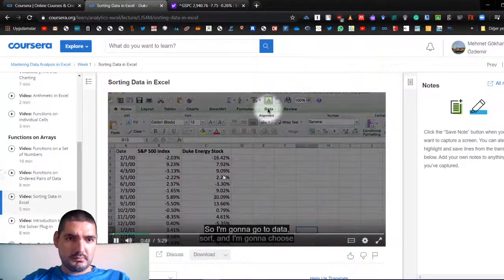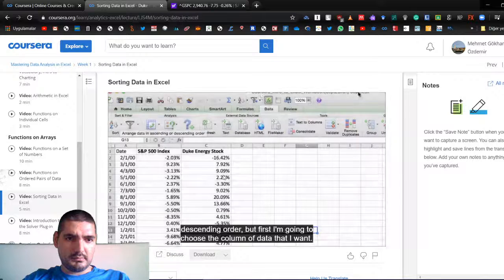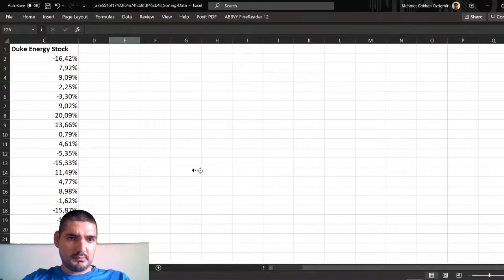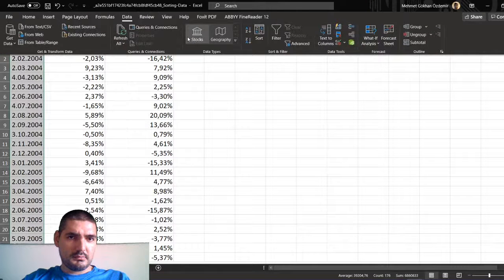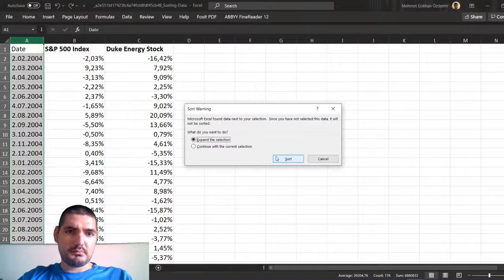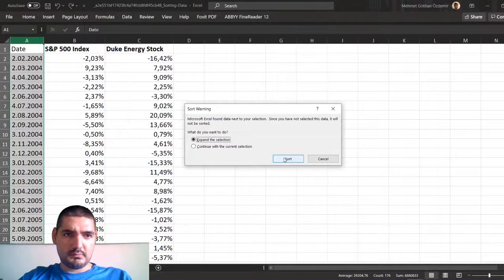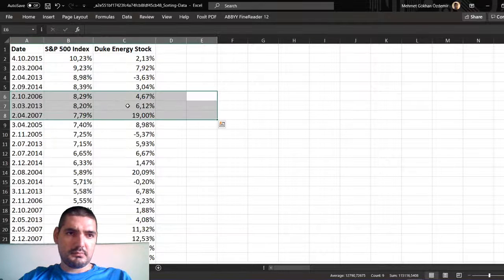So I'm going to go to Data, Sort, and I'm going to choose Descending Order. But first, I'm going to choose the column of data that I want. And so now I'm going to sort in descending order. But notice that if I only sorted the data in column B, that would not be useful, because I want to preserve the ordered pairs of a particular month and a particular S&P index return, and then the Duke Energy stock return for that same month.